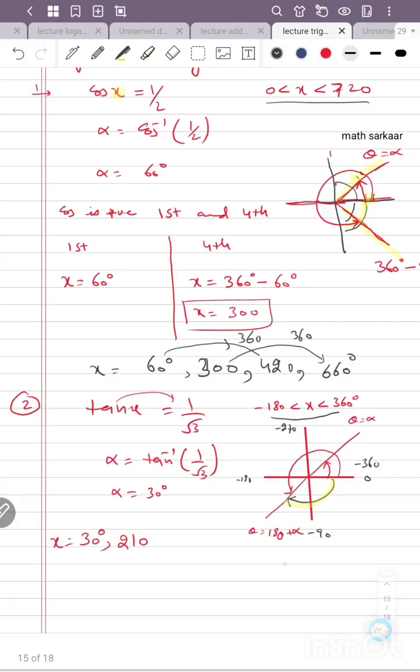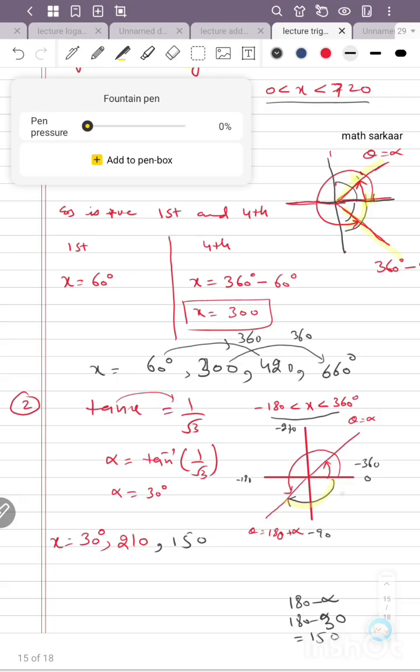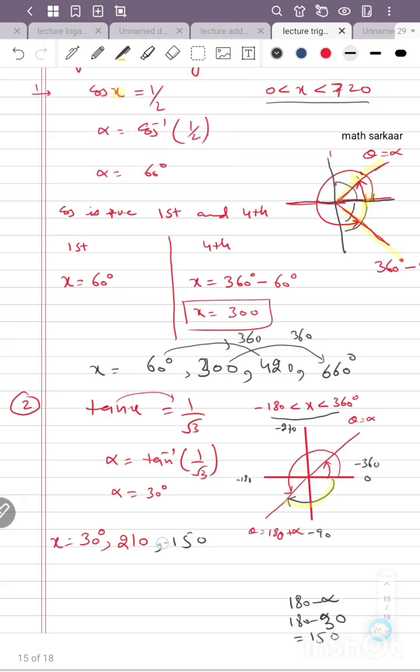We know that in the second quadrant, the answer is 180 minus alpha. 180 minus alpha, where alpha is 30, gives 150. So it is 150, but here the sign will be changed. Why does the sign change? Because it is moving in the clockwise rotation, so we get the negative. Okay, dear student, I hope you can understand this question's difficulty level.